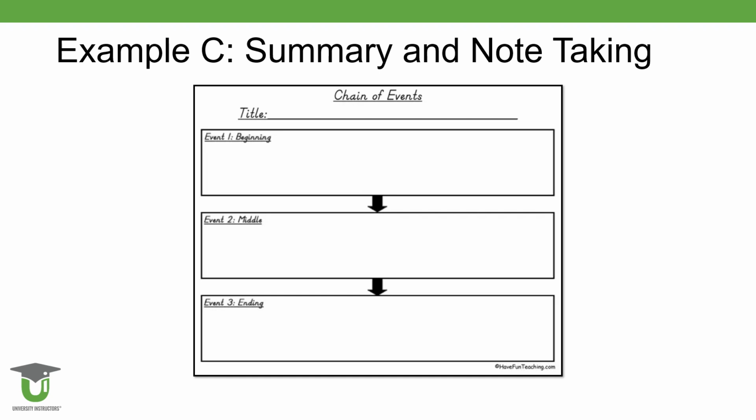The chain of events organizer supports students with summarizing events in chronological or sequential order. So students have to understand these terms, and they must also understand that to form a chain, there must be a relationship between the events they include in their summaries. This further helps them to identify and focus on the important events only.